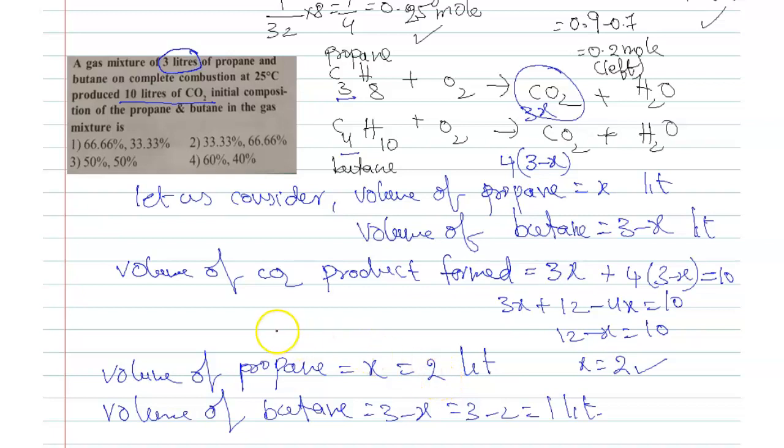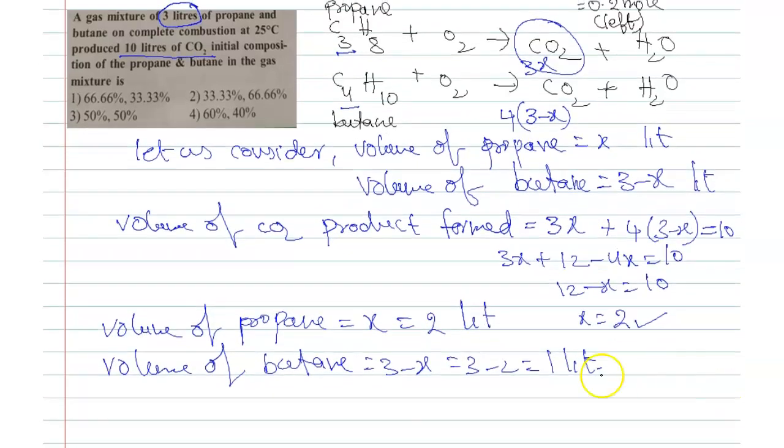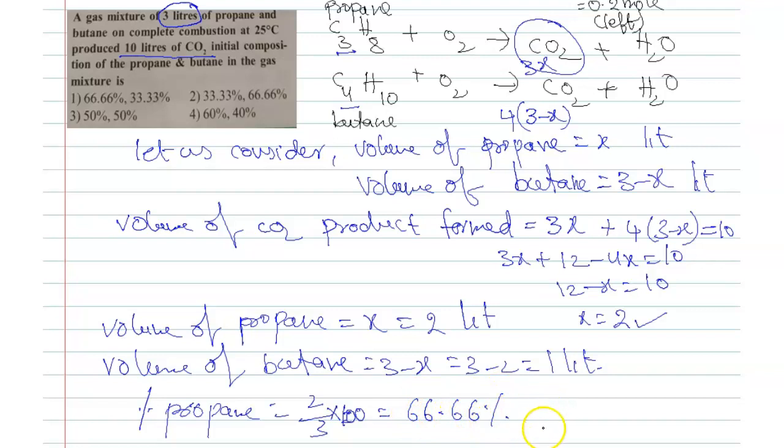So for the percentage, propane percentage. They mentioned the percentage composition. So percentage composition of propane is 2 by 3 into 100. Percentage means into 100. So 66.66%. Similarly, percentage of butane is 1 by 3 into 100, 33.33%. So answer is 1. Option 1 is the correct one.